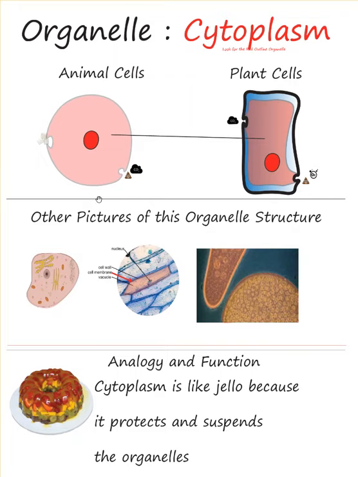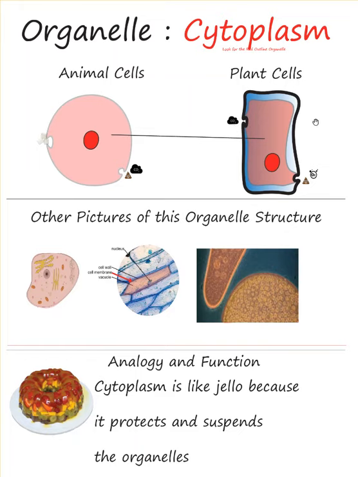But another analogy would be kind of like Jello, like this Jello is holding in all the fruit inside the Jello. It would be holding in all the organelles. And the job of cytoplasm is to protect organelles, keep them suspended so that they all don't fall down to the bottom and just crash into each other. So it suspends them and it protects the organelles.